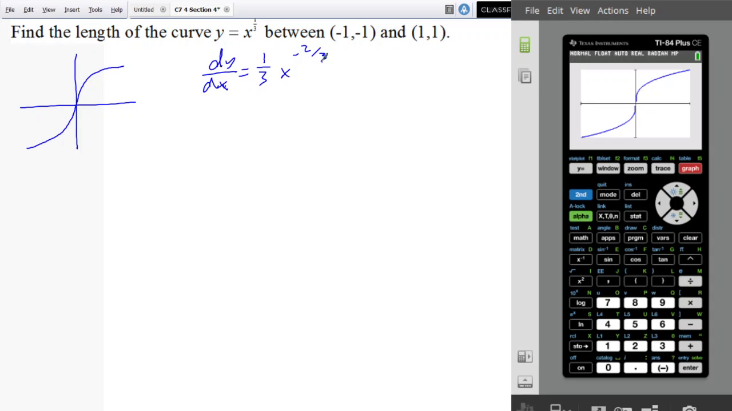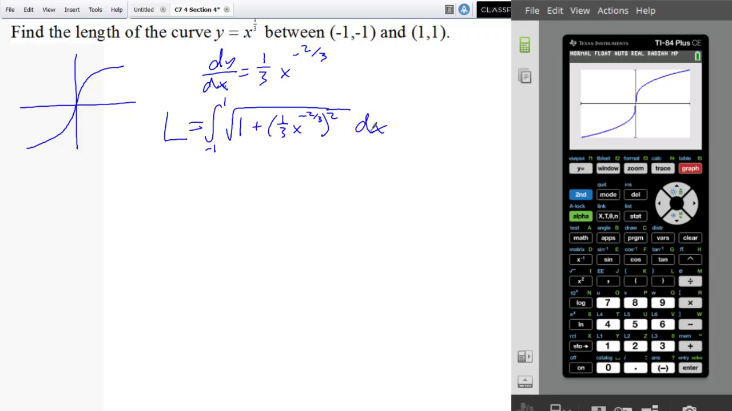So I'm going to try this out and see if it works. And now I'm going to have the length is equal to, since this is in terms of x, I have to use my x values here. So it's going to be the integral from -1 to 1 of the square root of 1 plus 1/3 x to the -2/3 power, squared, dx. And now again, just like last time, I'm going to try to plug that into my calculator.